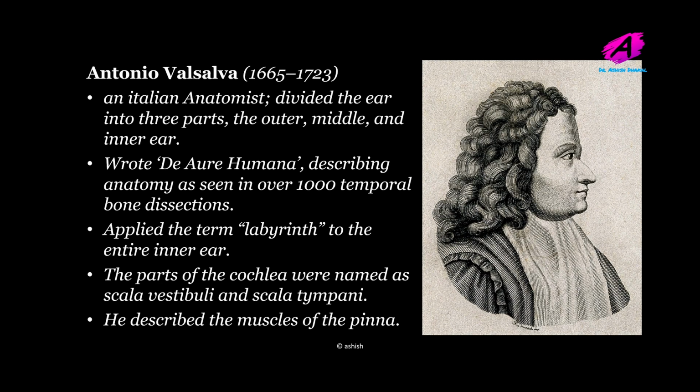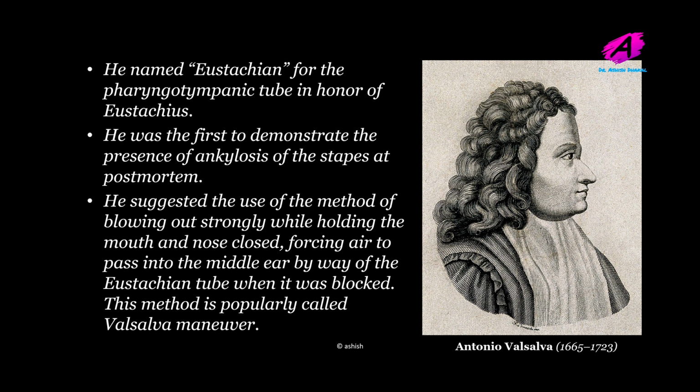Antonio Valsalva, an Italian anatomist, divided the ear into three parts, the outer, middle and inner ear. He wrote De Aure Humana, describing anatomy as seen in over 1,000 temporal bone dissections. He applied the term labyrinth to the entire inner ear. The parts of the cochlea were named scala vestibuli and scala tympani. He described the muscles of the pinna. He named the pharyngotympanic tube the Eustachian tube in honor of Eustachius. He was the first to demonstrate the presence of ankylosis of the stapes at postmortem.